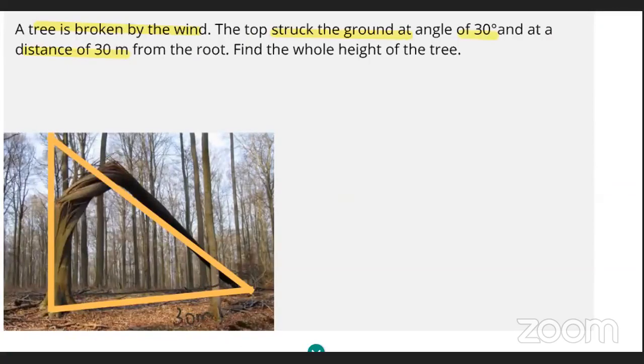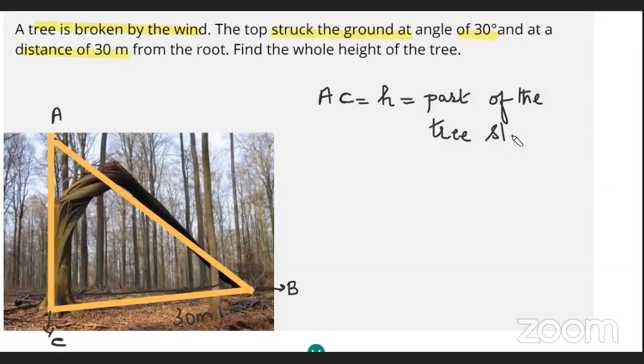Let me show you. The top of the tree I'm going to label as A and this part is B. That is the top of the tree which broke and has touched the ground. This point I've labeled as C. So AC is the part of the tree which is still standing, which I'm labeling as H. AB is the broken part, let's say X.